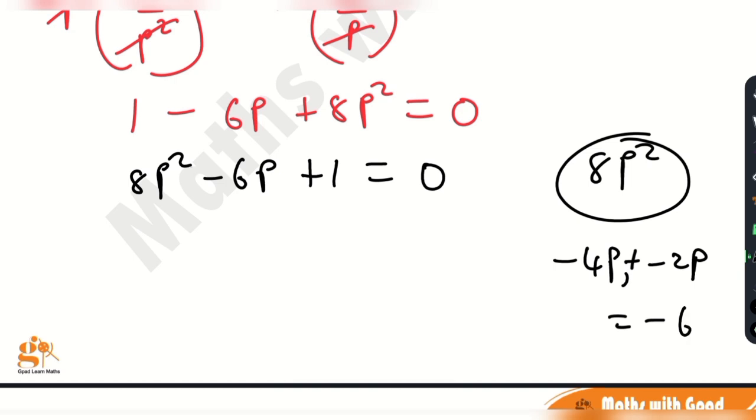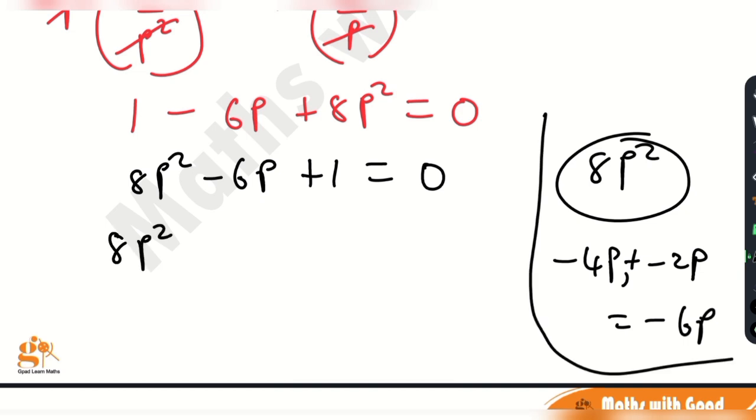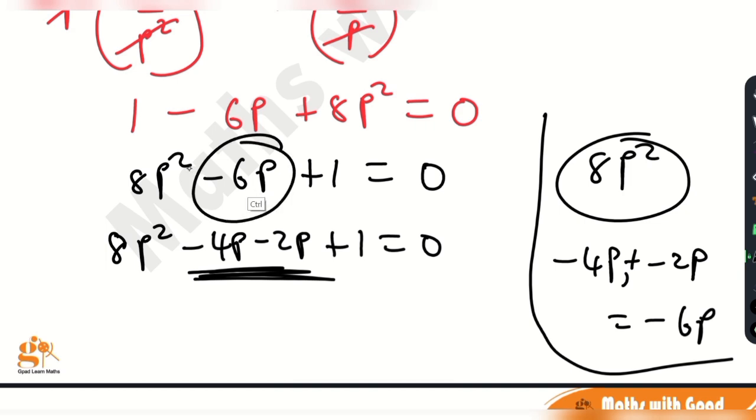Minus 6p, which matches this. So we are going to use that. Okay, let's do that. So I'll write 8p squared and I'll replace negative 6p with minus 4p minus 2p. And if you add these two, you get negative 6p. Okay, so let's take the first two terms and factorize.